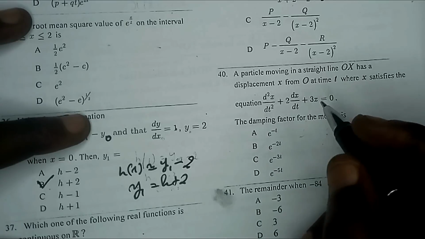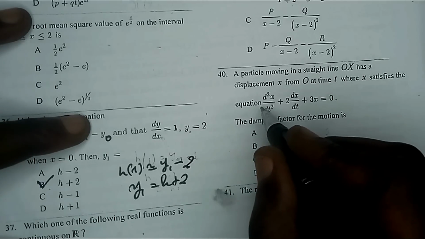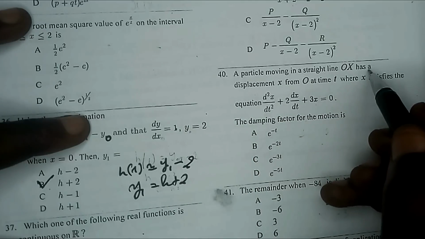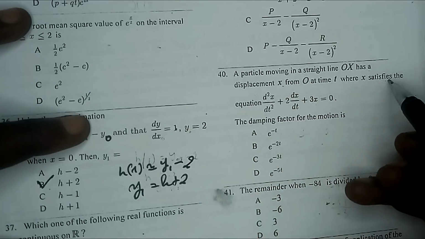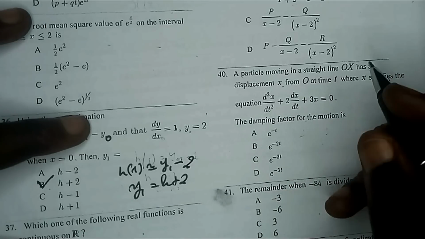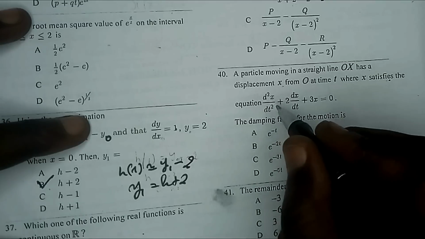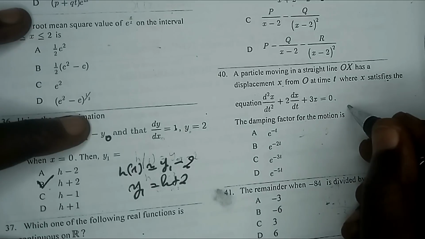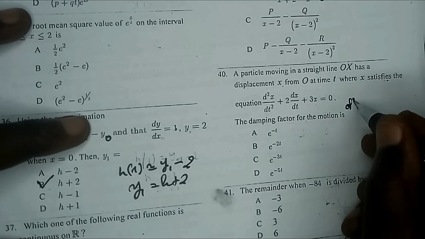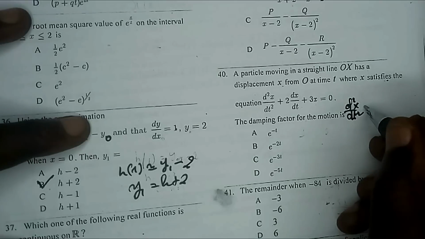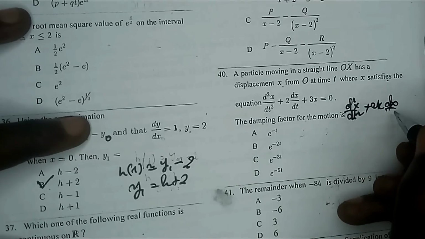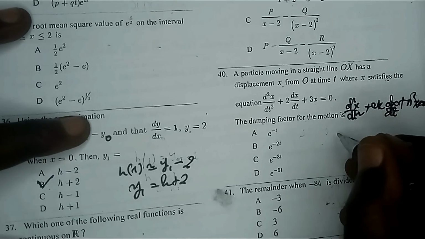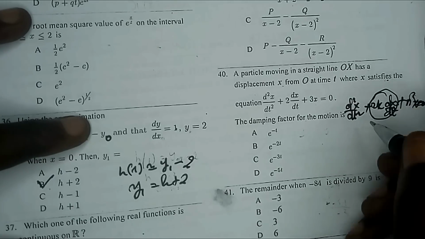we have a particle moving in a straight line OX and has a displacement x from O at time t, where x satisfies this equation. For this equation to be damped harmonic, we have to first compare with the standard equation, which is d squared x over dt squared plus 2k dx/dt plus n squared x equals 0. And so the damping term being this one, we need the value of k. 2k equals 2, k should be 1.